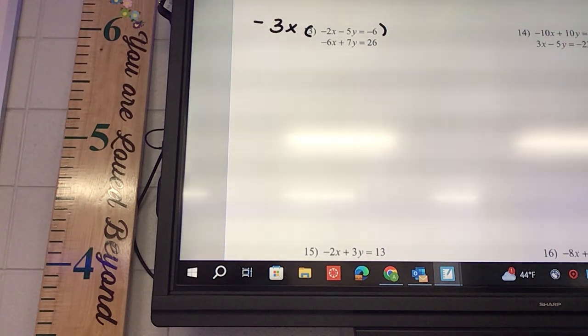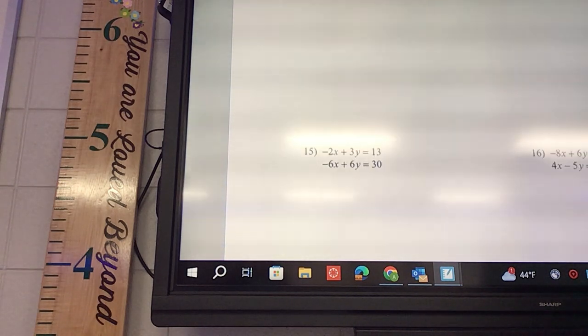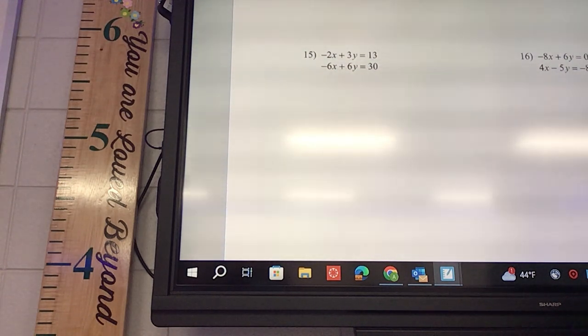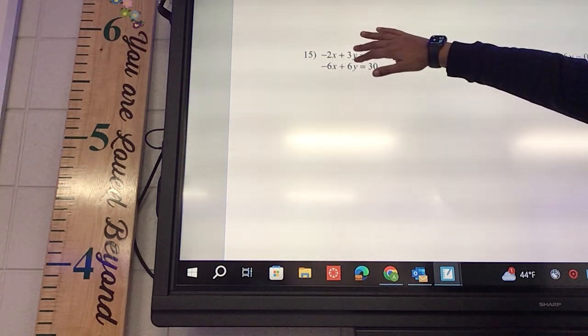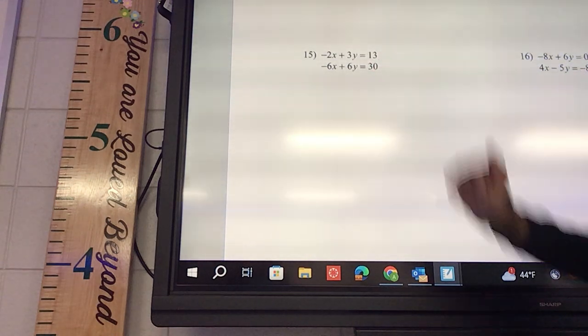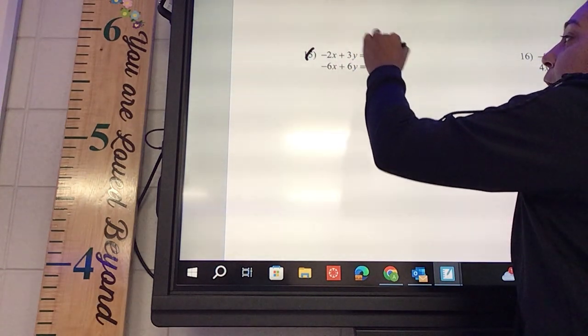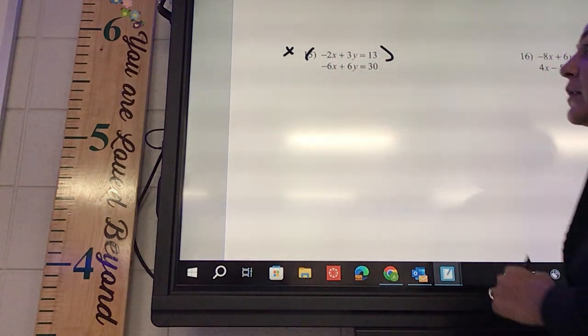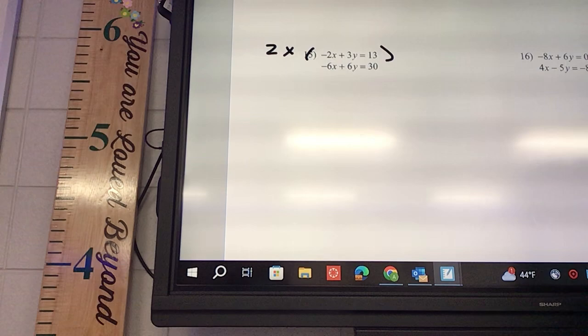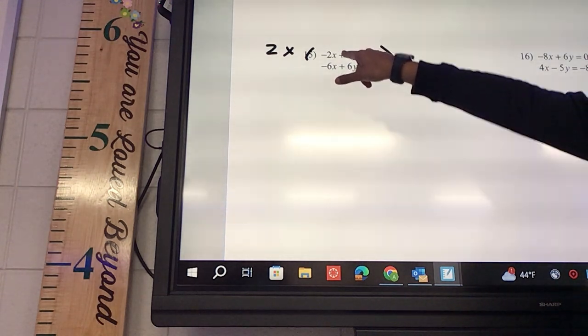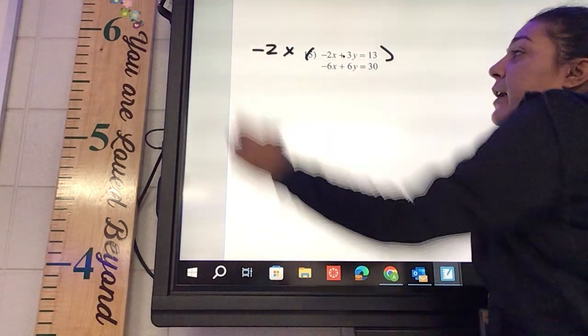On the bottom one is the one we're going to solve all the way. So if we look at 15, what would you like to cancel, x's or y's? Y's. What's smaller, 3 or 6? 3. 3 times what gives me 6? 2. So again, the smaller one gets the times, and we know it's a 2. Are they same signs or opposite signs on the y's? Same. We got a plus and a plus, so this needs to have a negative out there.